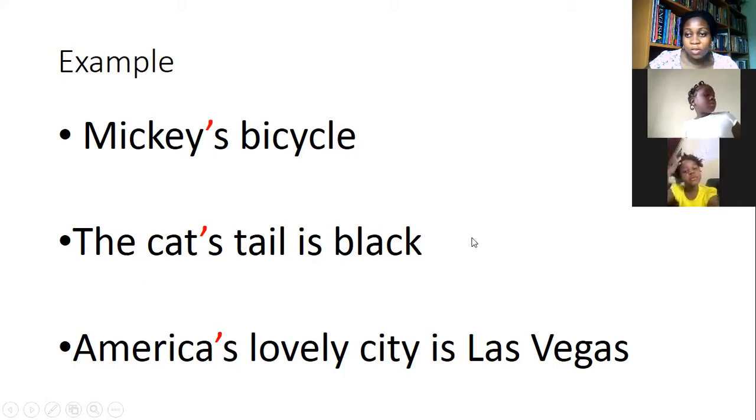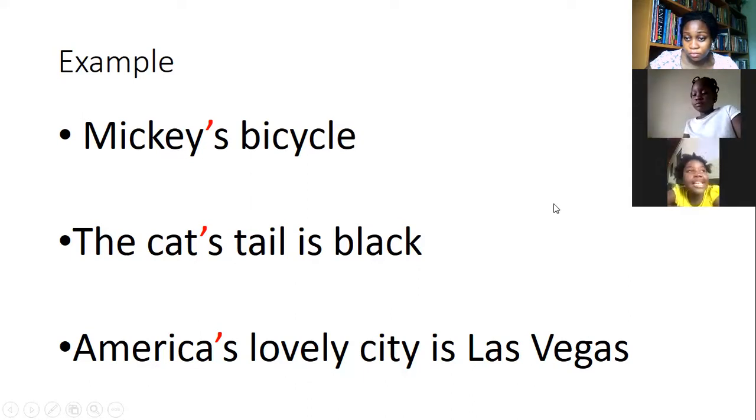When you are showing ownership of a noun, if you are not using a possessive adjective and you are using the noun, always make sure you use the apostrophe, and after the apostrophe comes what? An S. Now pay attention. After the apostrophe comes an S. So Mickey's bicycle. Whose bicycle is it? The bicycle belongs to who? Mickey. Yes, Jolly, your hand is up.